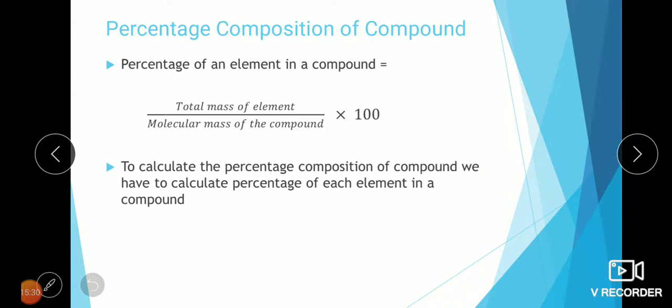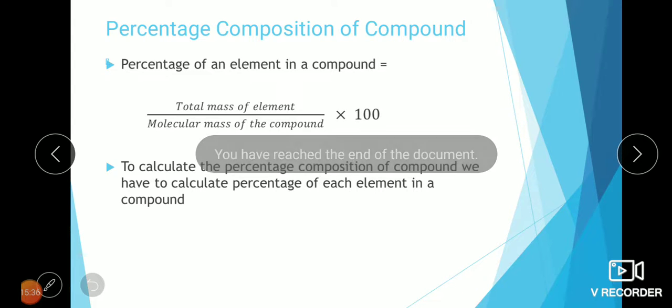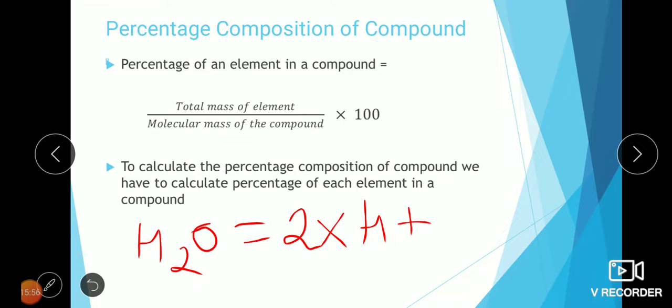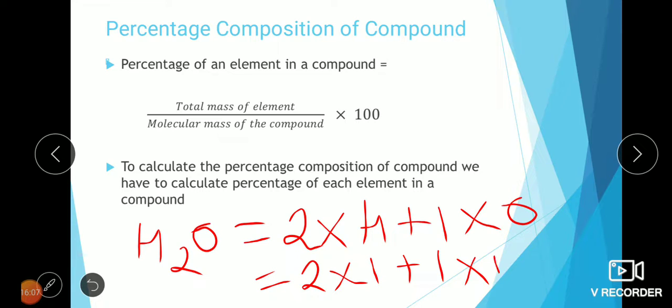Now we have learned that water has two elements, hydrogen and oxygen, that is H2O. In this molecule we have two atoms of hydrogen and one atom of oxygen. So directly I write 2 into H plus 1 into O. Now we know that the atomic mass number of hydrogen is 1, so 2 into 1 plus 1 into 16, because 16 is the atomic mass number of oxygen.